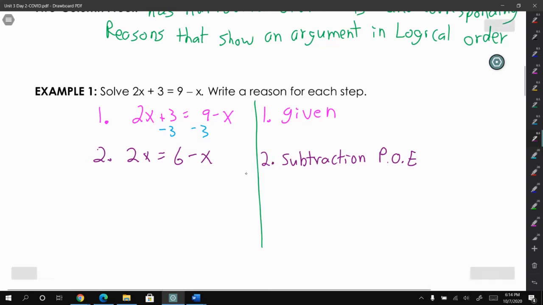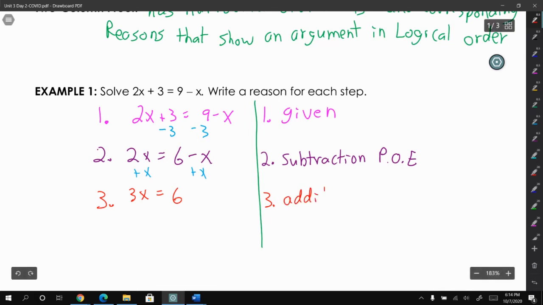The next thing I would do is I would add x to both sides. When you do that, you get your third statement, 3x equals 6. And what did we do there? We added x to both sides, so that is the addition property of equality.